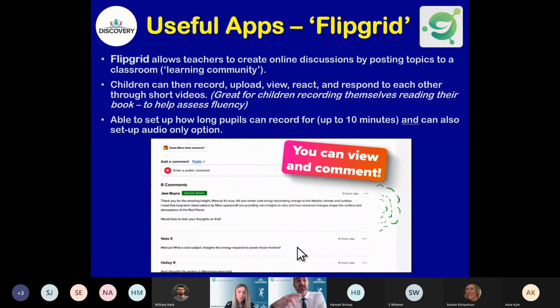So that's Flipgrid, and if you've not used Flipgrid, it's really worth looking. It's very easy to use. I know that Key Stage 1 teachers have used it, particularly in Year 1 and Year 2, to get children to record themselves reading a book for 2 or 3 minutes, and it just gives you a chance to hear them read when you're not in the same building.